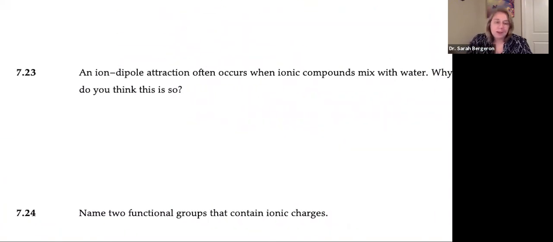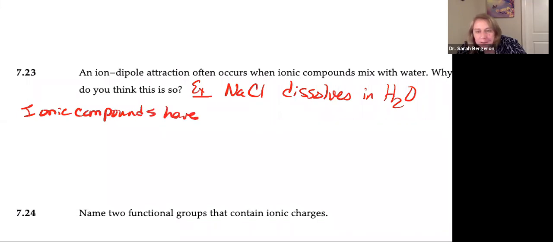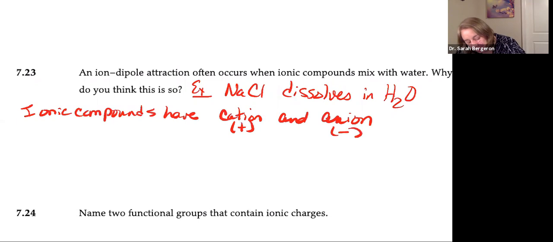All right, 7.23. An ion-dipole attraction often occurs when ionic compounds mix with water. Why do you think this is so? This is our example. Our example is salt, NaCl, dissolves in water. So why do we have an ion-dipole interaction? Well, because ionic compounds have what? What are they composed of? We have a cation. A cation is what? Positive. And an anion. An anion's negative, right?